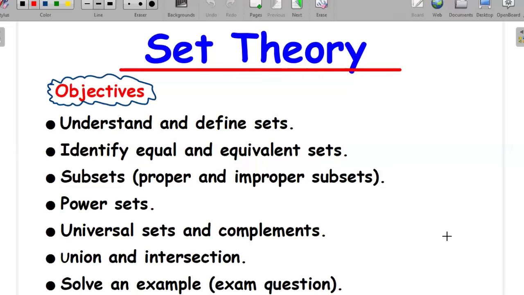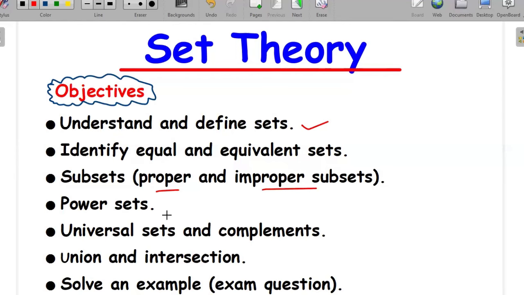All right, so today we'll be looking at set theory, and the objectives for this lesson are that we need to understand and know the definition of sets. We need to know about equal sets and equivalent sets. We'll talk about subsets. There are two types: the proper subsets and then the improper ones. We are going to talk about them.